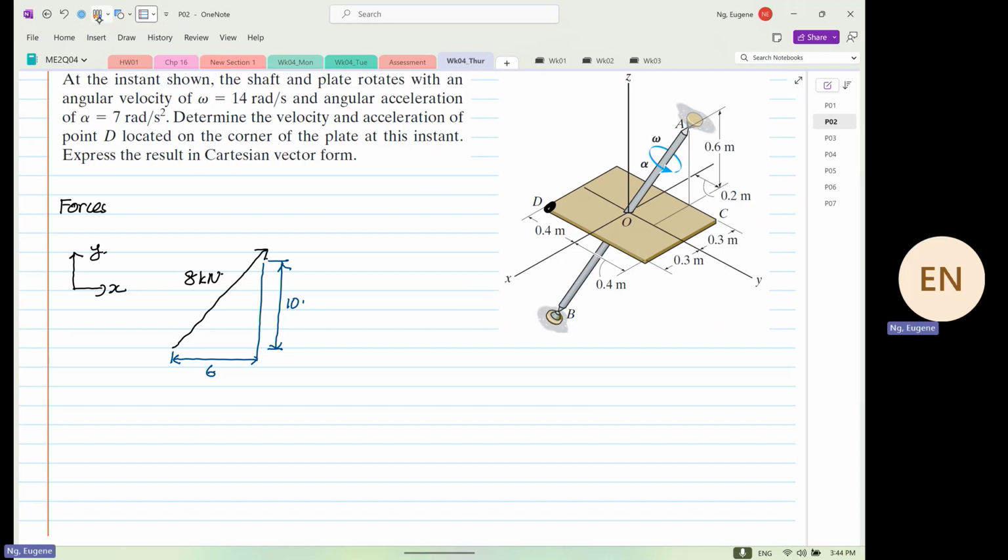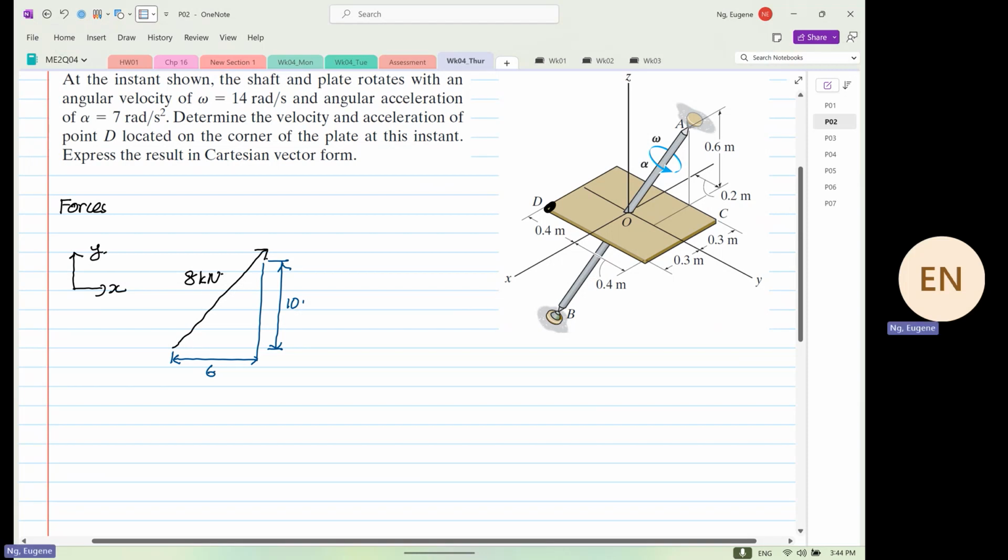So if we want to find our components, we want to find what is our... Eugene, come on, what's wrong with you today?